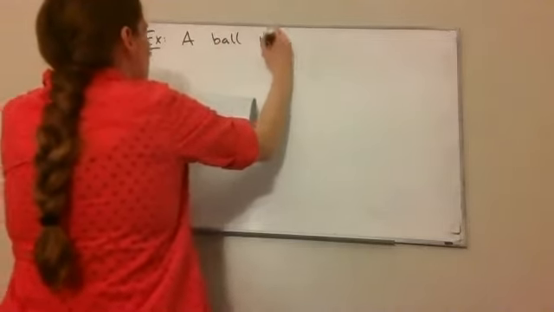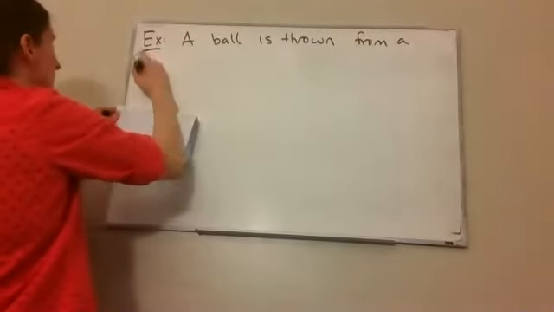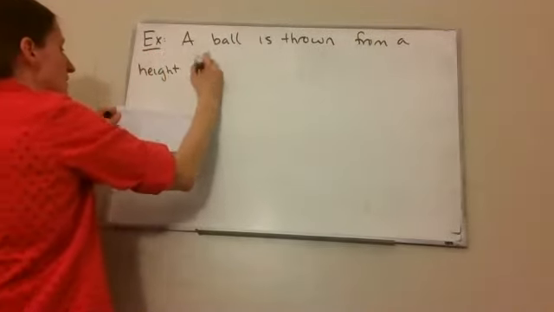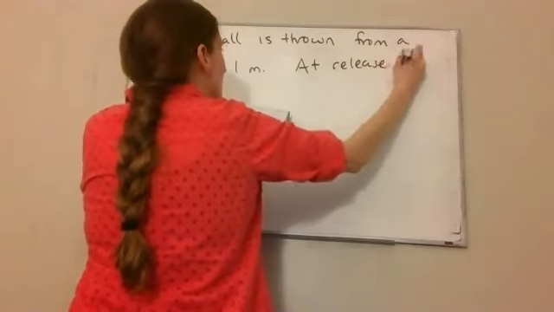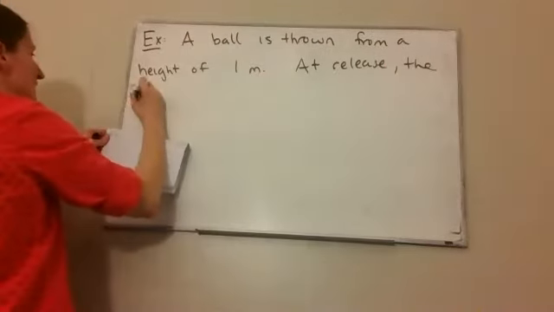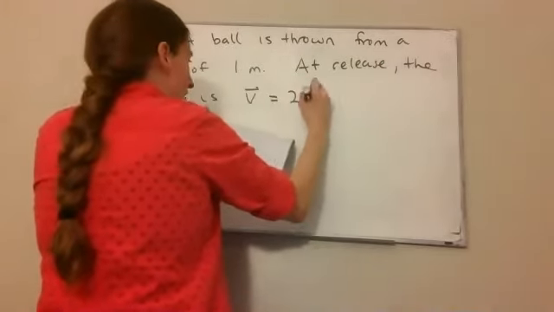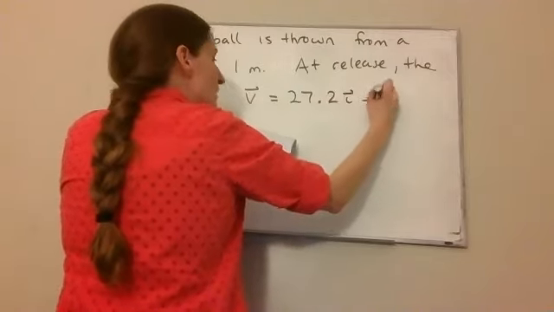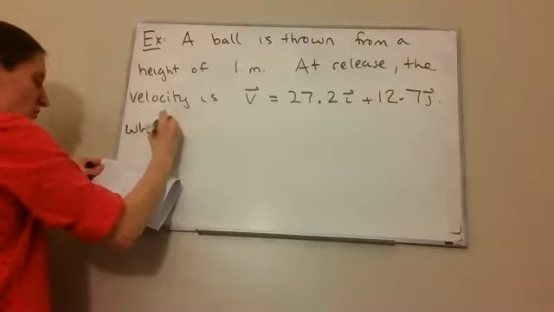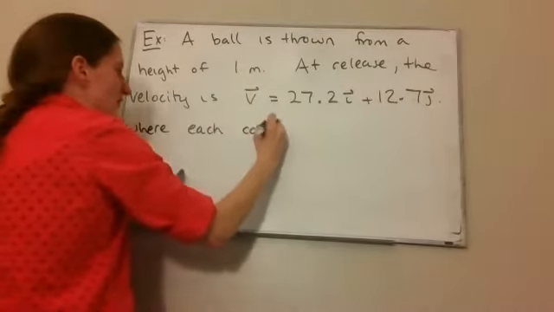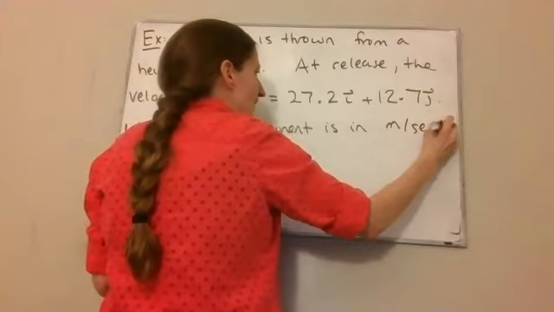A ball is thrown from a height of 1 meter. At release, the velocity of the ball is V equals 27.2 i plus 12.7 j, where each component is in meters per second.